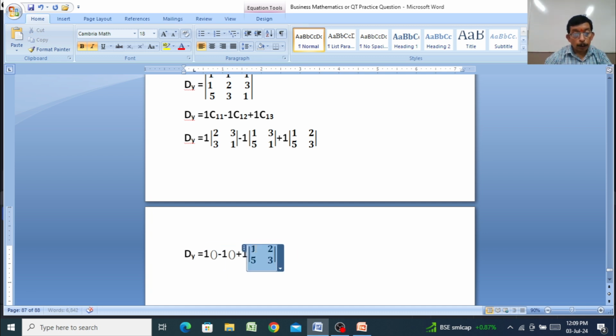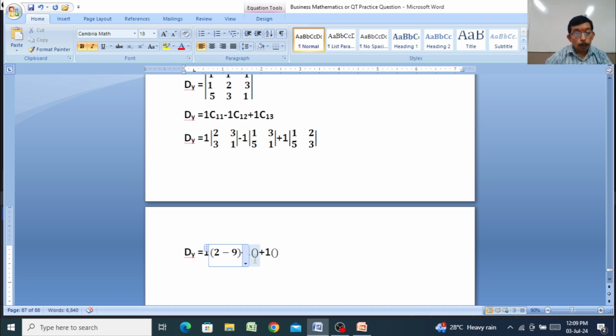Simplify the 2 by 2 order determinants. The first determinant of 2 by 2 order is 2, 3, 3, 1. The first diagonal elements are 2 and 1, the multiplication is 2. The second diagonal elements are 3 and 3, the multiplication is 9. So 2 minus 9.